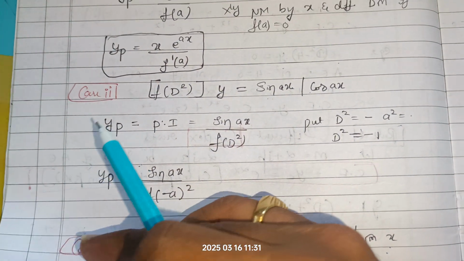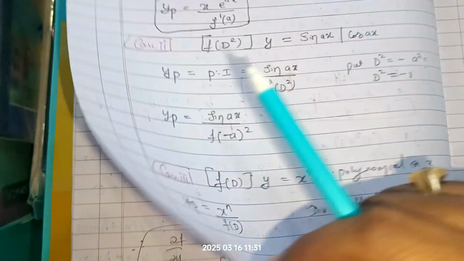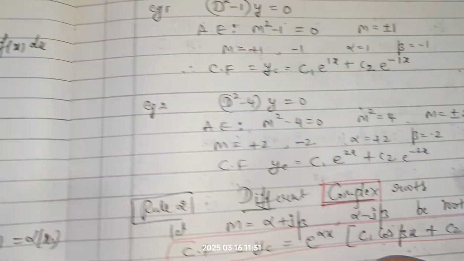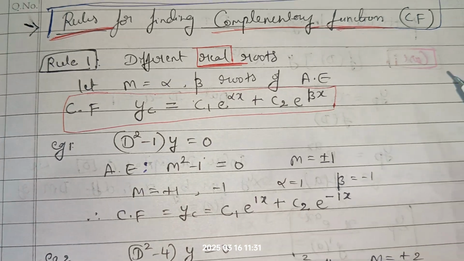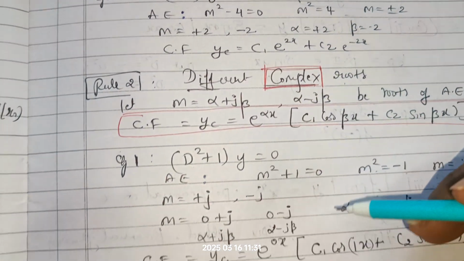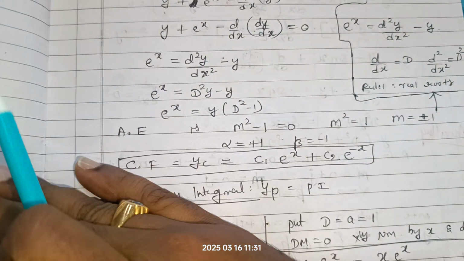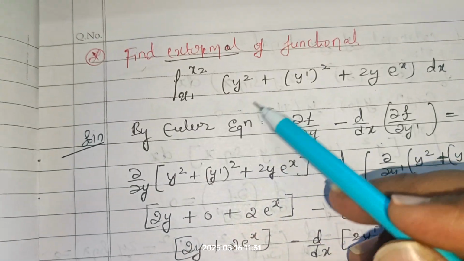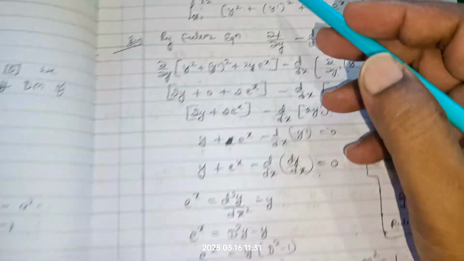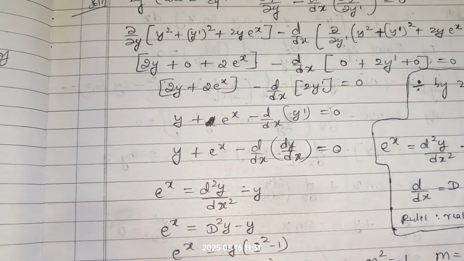So these particular integrals, case 1, case 2 and case 3, followed by the rules for complementary function, different real roots and different complex roots, will be used for solving problems like finding the extremal of the functions in the Euler equations part. So we'll see these problems in the next sessions.